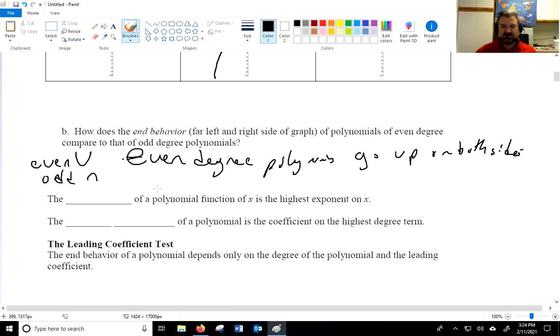So the degree of the polynomial, we remember this, the degree of a polynomial function of x is the highest exponent on x.